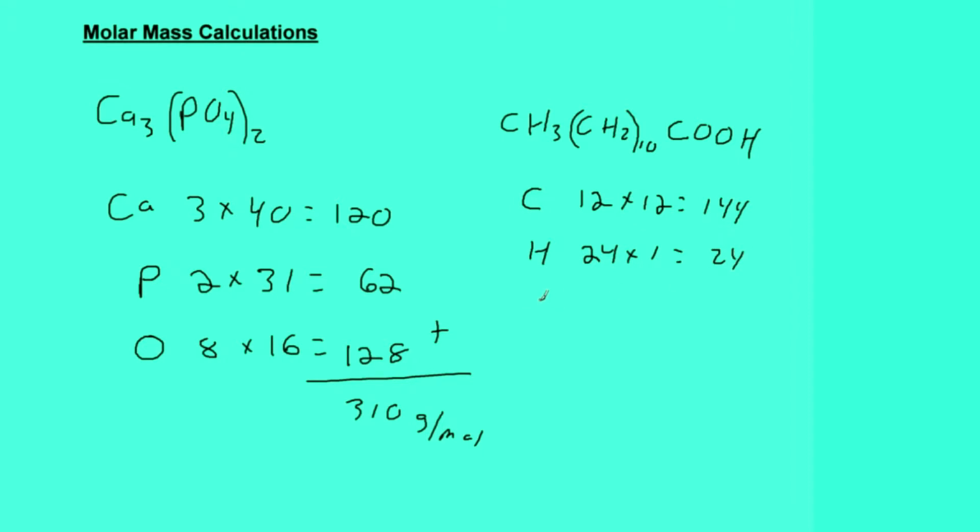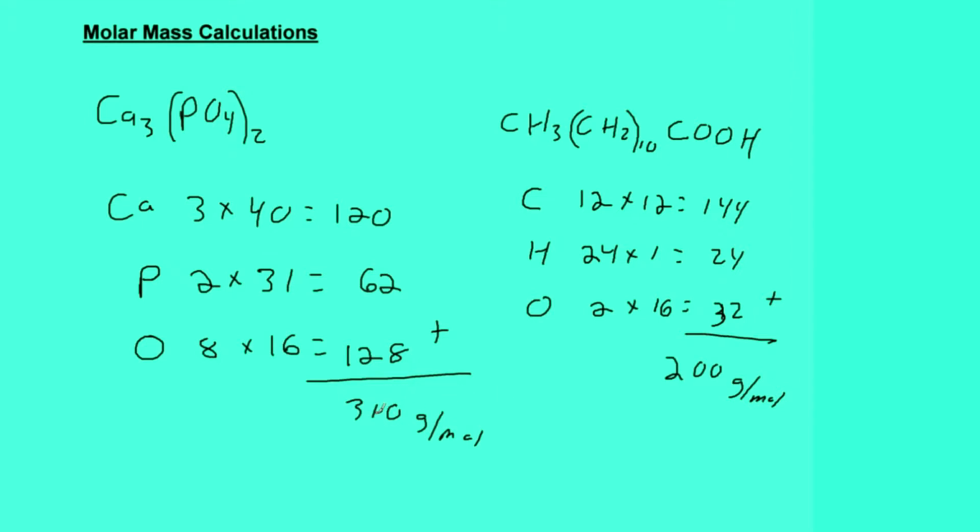And now let's do our oxygens. There's only these 2 here. Oxygen has a mass of 16. And we're going to add these up for the total. That comes up to 200 grams per mole. So if you weighed out 200 grams of this lauric acid, you would have 1 mole.